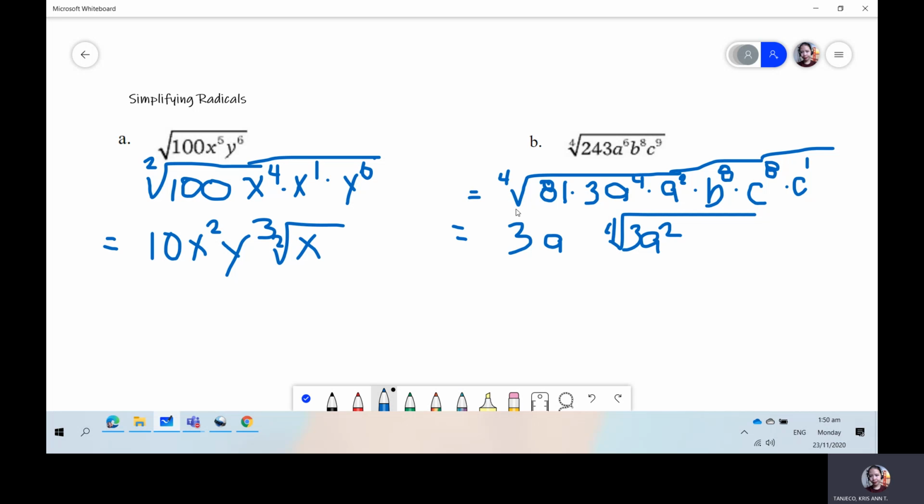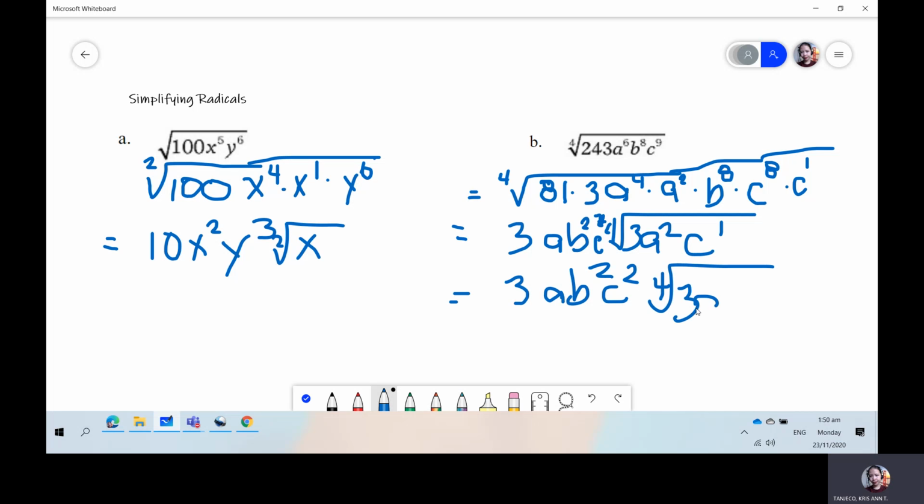B raised to the 8, or the fourth root of b raised to the 8, will be b square. And c raised to the 8 will be c square. And the remaining will be c raised to 1. Or in other terms, your final answer will be 3ab square c square, fourth root of 3a square c. So remember, whenever we are simplifying radicals, we are just going to simplify the whole number.